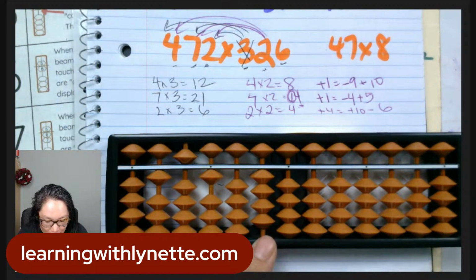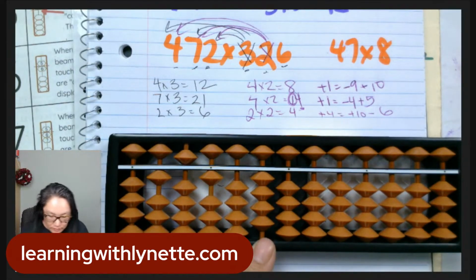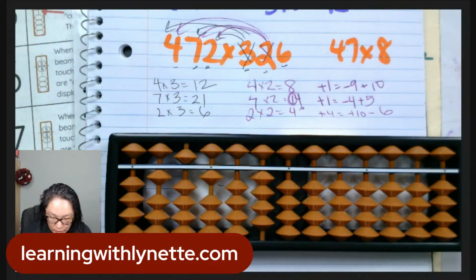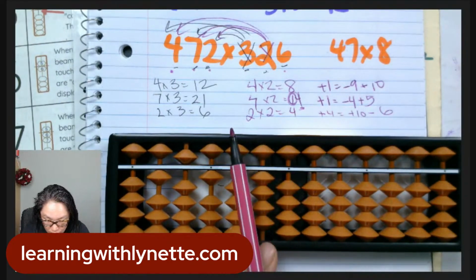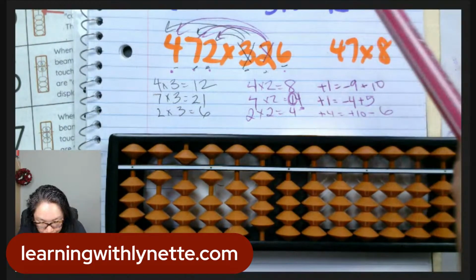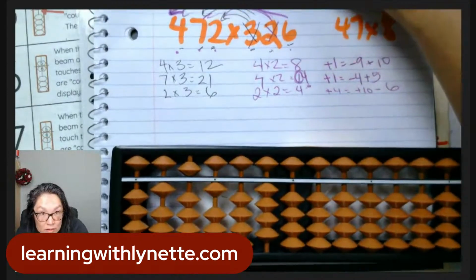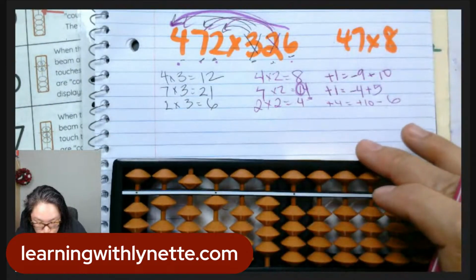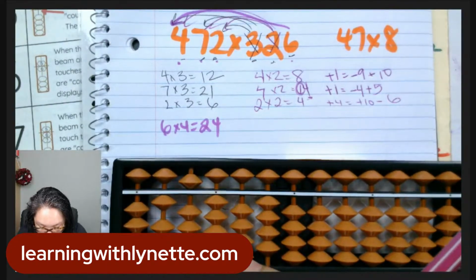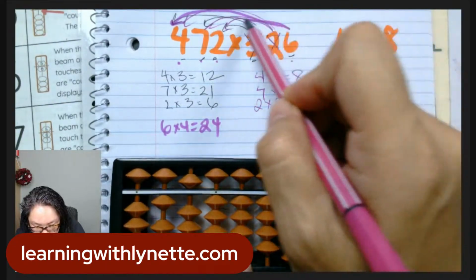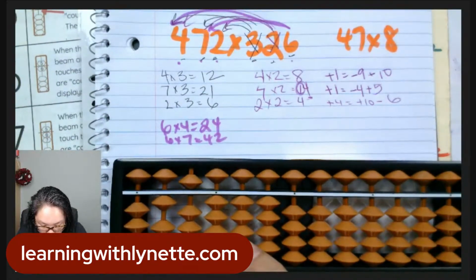So we're done with the 2. We're going to go to 4. 1, 2, 3, 4. 6 times 4 is 24. Add the 2, add the 4. 6 times 7 is 42. Add the 4, add the 2.